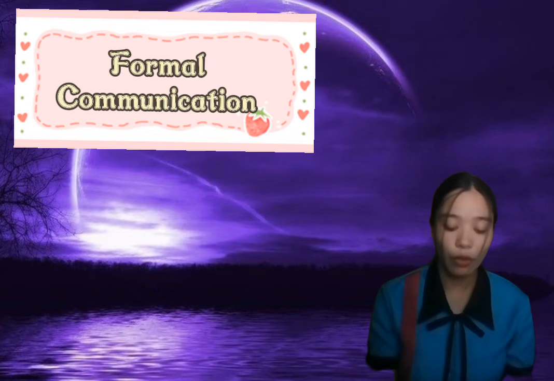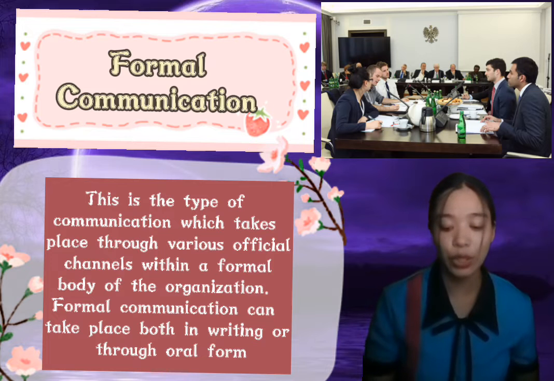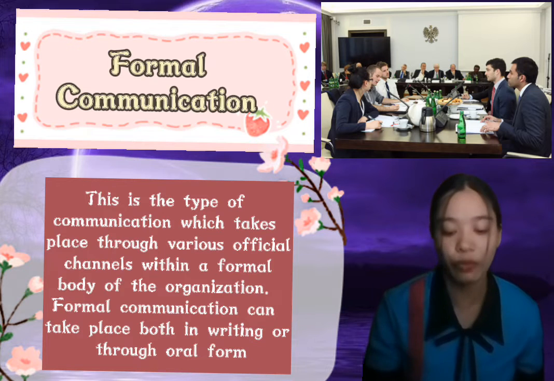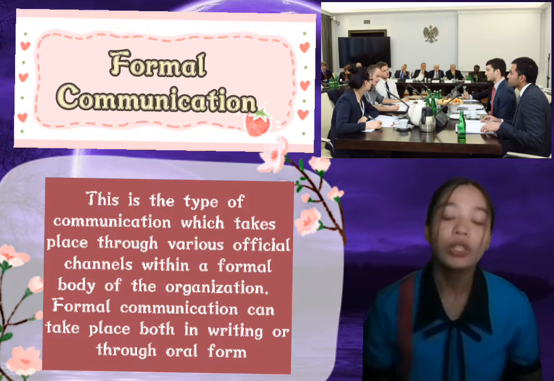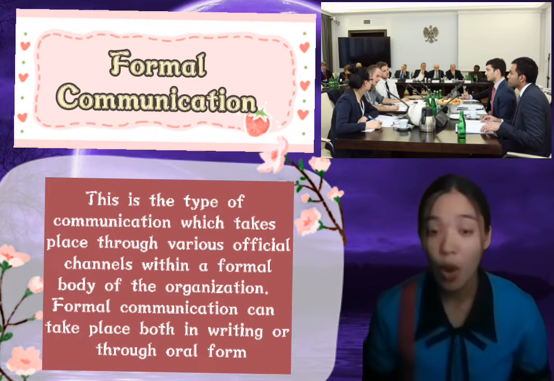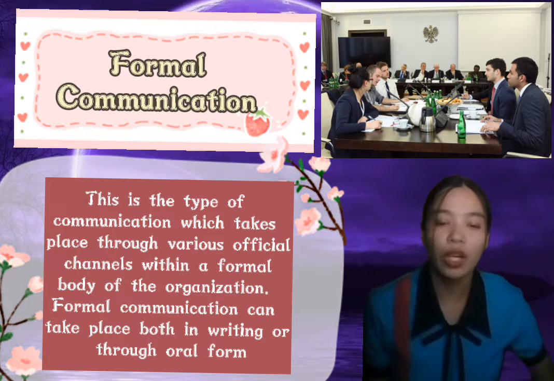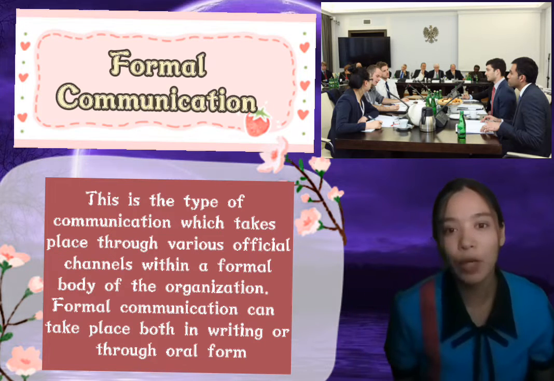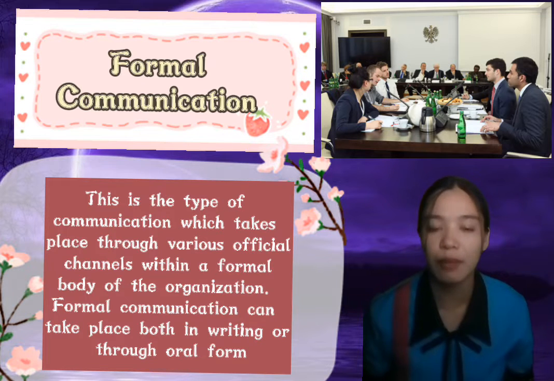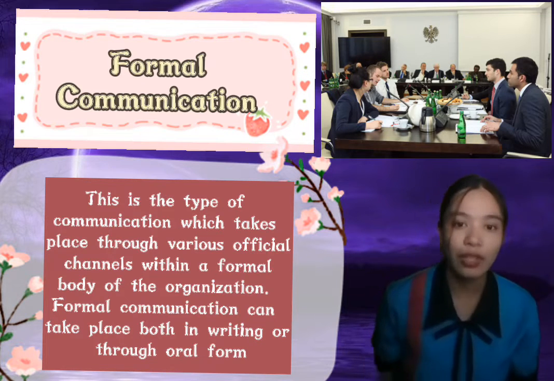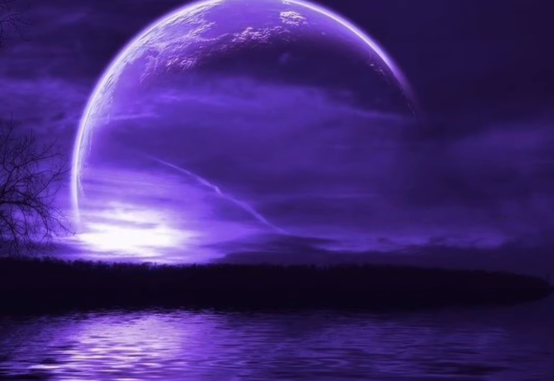The next one is formal communication. This is the type of communication which takes place through various official channels within a formal body of the organization. Formal communication is where we are using the process of communication, for example making memos, visual aids, meetings, or letters. This is what we call formal communication.